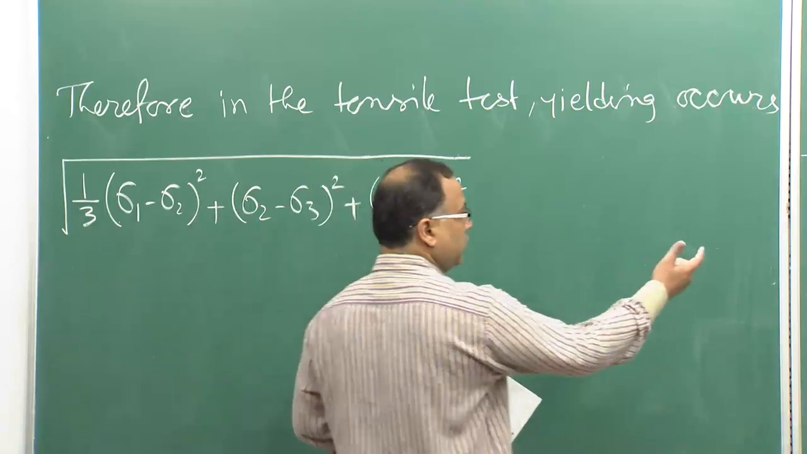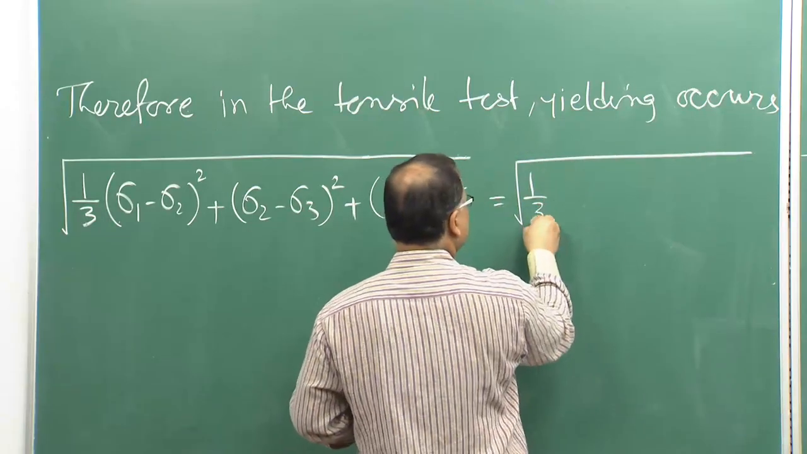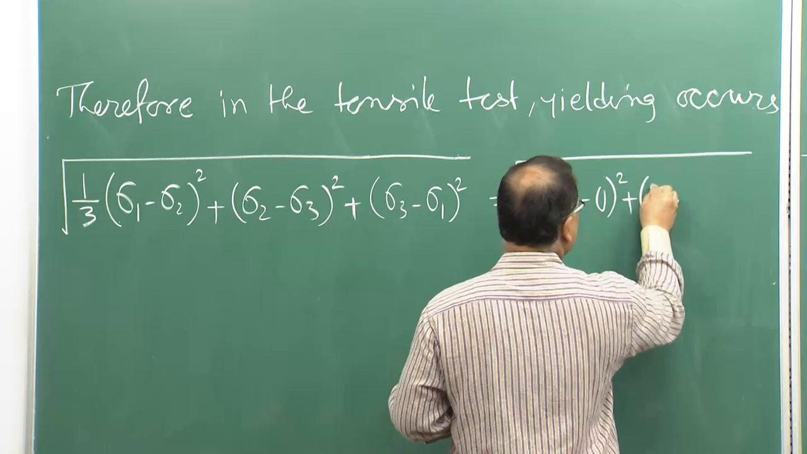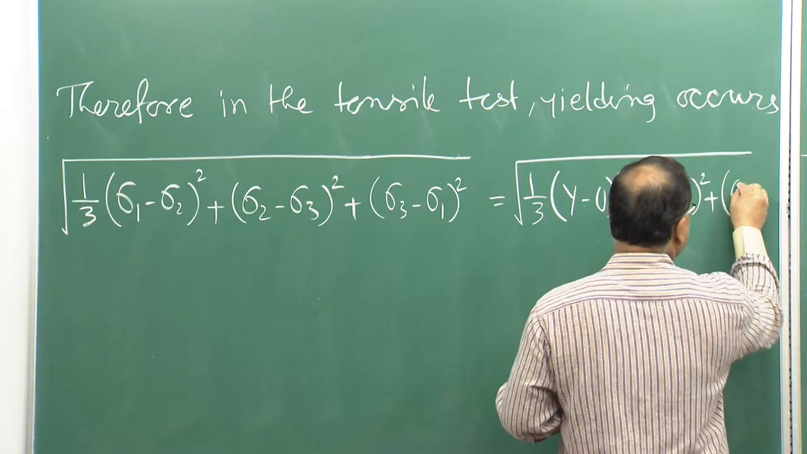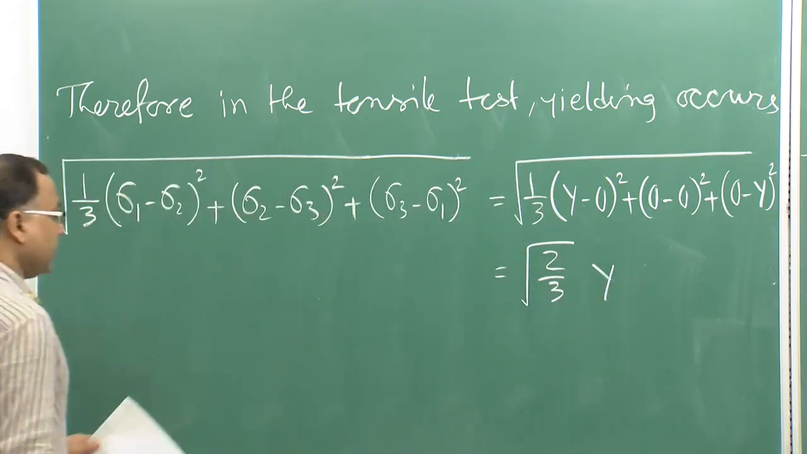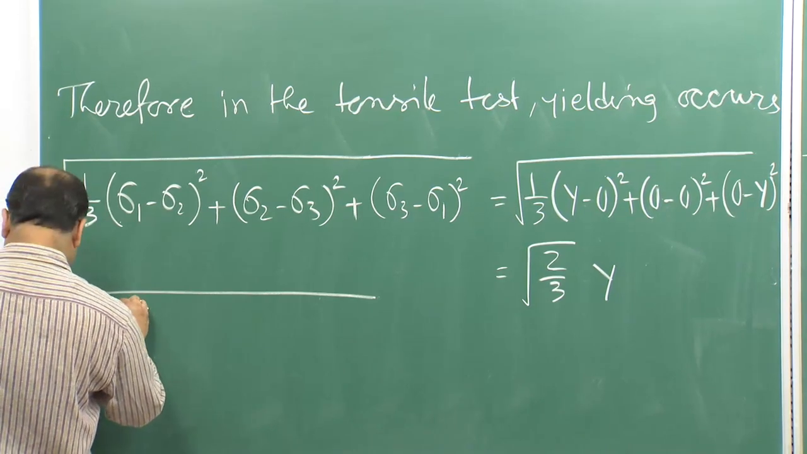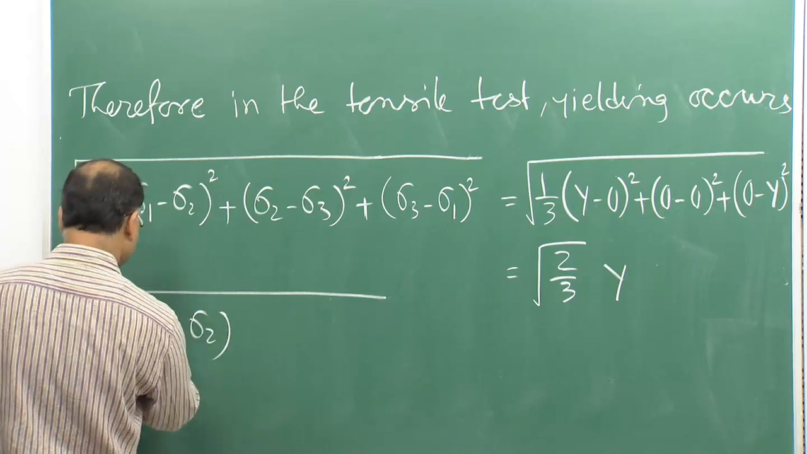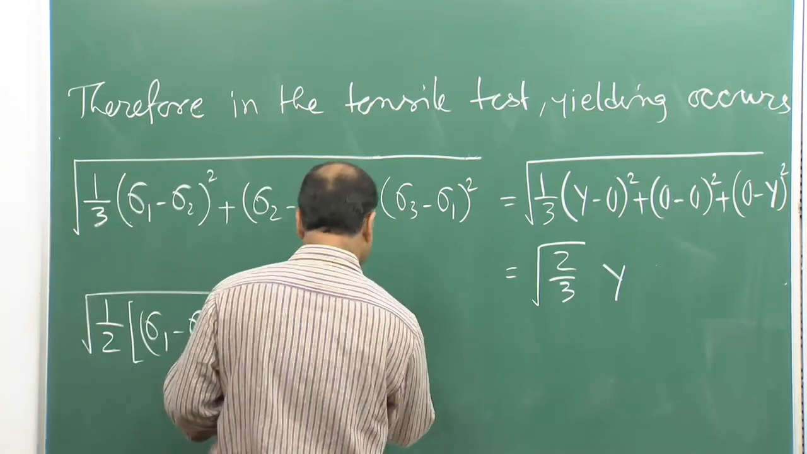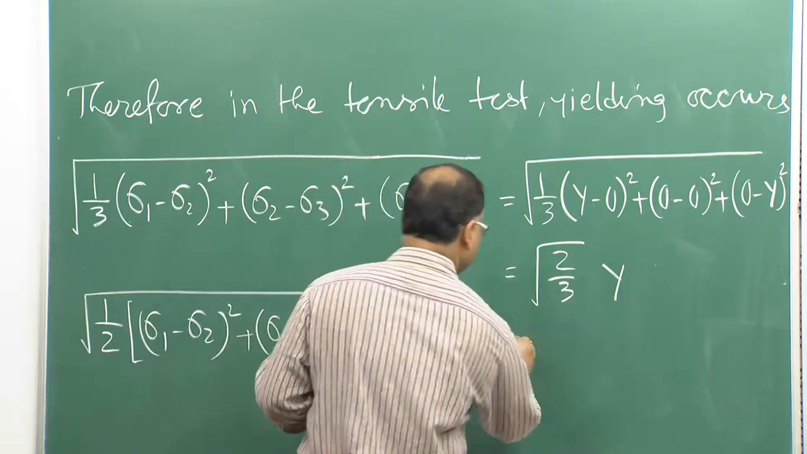Okay. For your uniaxial or the simple tensile test, that will be becoming as 1/3 sigma 1, what is the value of sigma 1? Simply y. So y minus 0 whole square plus 0 minus 0 whole square plus 0 minus y whole square. So from there we can get root over 2 by 3 y. Okay. So we can simply write root over half, sigma 1 minus sigma 2 whole square plus sigma 2 minus sigma 3 whole square plus sigma 3 minus sigma 1 whole square equal to y.